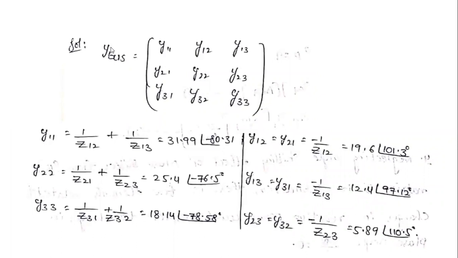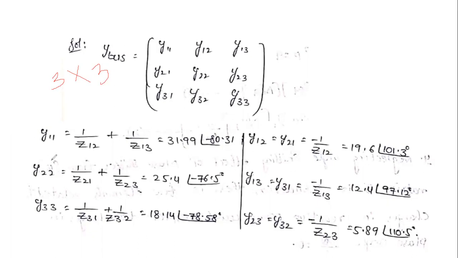By using this given data, first of all, we form the Y-bus matrix. How many buses are there? We have 3 buses. Then the dimension of the Y-bus matrix is 3 by 3. Therefore, Y-bus is equal to Y11, Y12, Y13, Y21, Y22, Y23, Y31, Y32, Y33. These terms will be determined and then we form this Y-bus matrix.